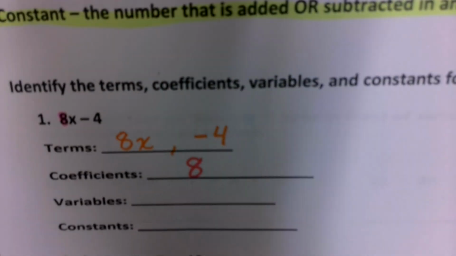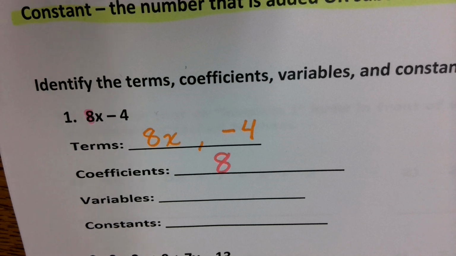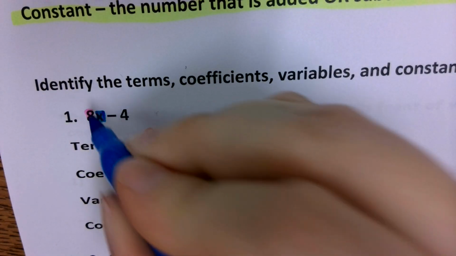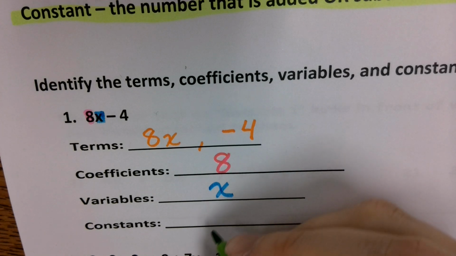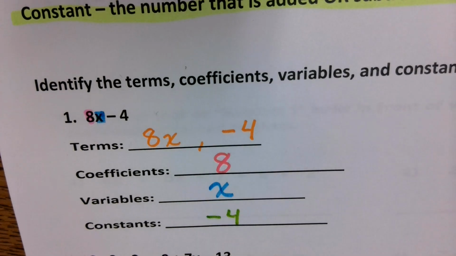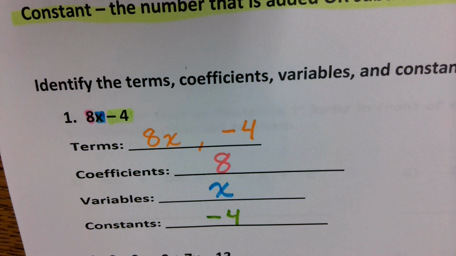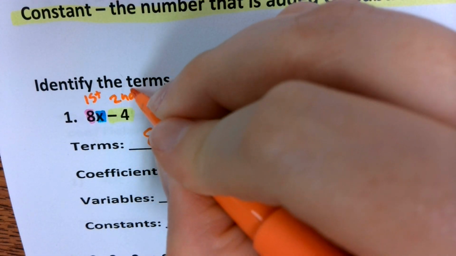Let me zoom in so you guys can see it a little bit easier. What are the variables going to be? X. Okay, X is going to be the variable. That is the only variable that we see here. And then the constant. What's my constant? Negative 4. Good catch. Negative 4. So that negative is going to attach itself to the 4. And then again, this is my first term, this is my second term.